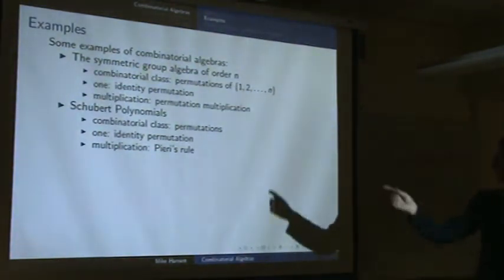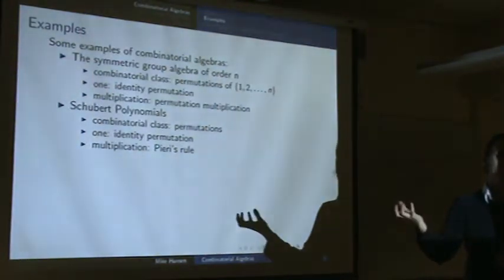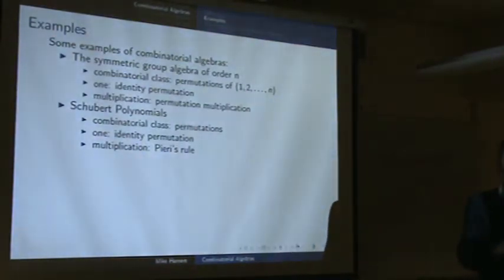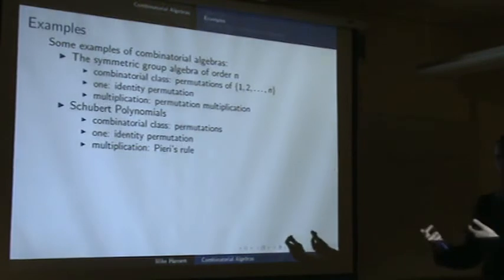And so the way you multiply them is you take one of these Schubert polynomials and expand it in terms of monomials, like x1 squared plus x2, and so on. And then there's a rule for multiplying each of those variables by a Schubert polynomial.